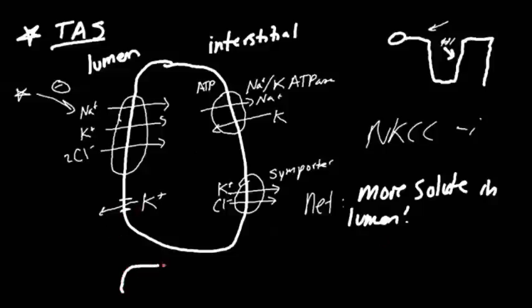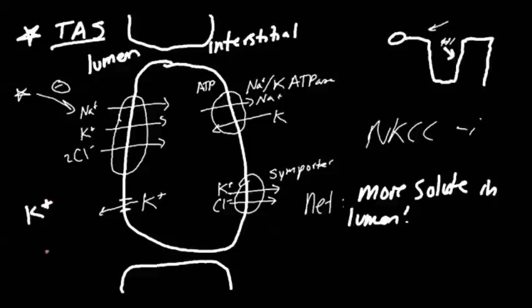So we've got a whole bunch of these cells lined up with each other, not just this one in existence. We've got a whole bunch of these cells. This potassium leaves through a potassium channel, and this creates a positive charge. So all this potassium is positively charged. And we're going to have a positively charged lumen.